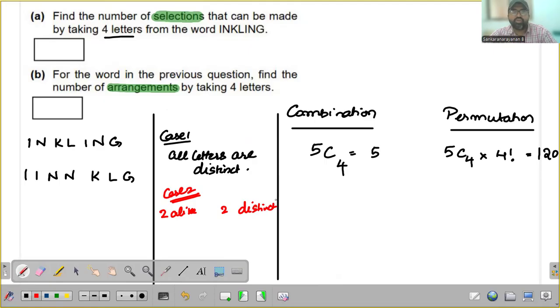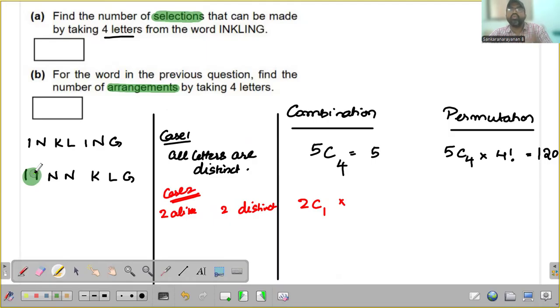Okay. So how is that going to happen? 2 alike, 2 distinct. The 2 alike, it may be something like II, or it may be something like NN. So 2 alike can happen altogether in 2 ways. You can either go ahead with selecting the 2 I's or selecting the 2 N's. So the number of ways that selection can happen, you can be either loyal to the 2 I or you can be loyal to the 2 N. So the number of ways you can handle that, it will be corresponding to 2. Okay, so that is the 2C1.